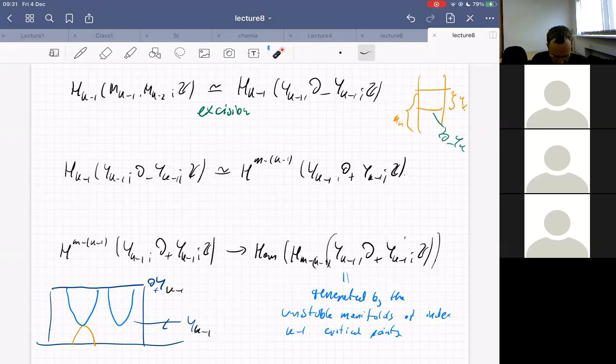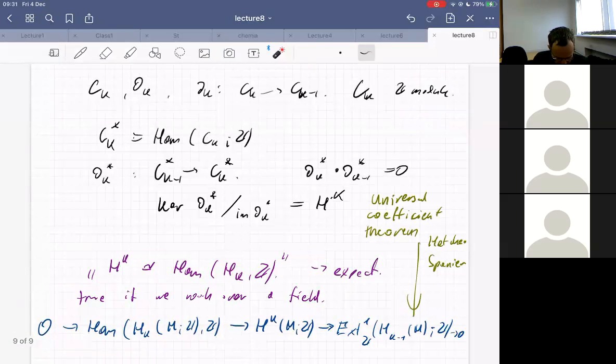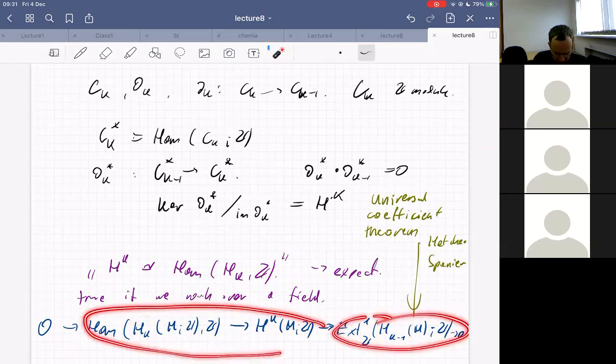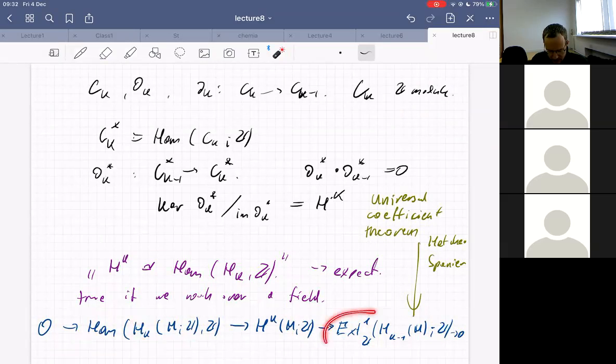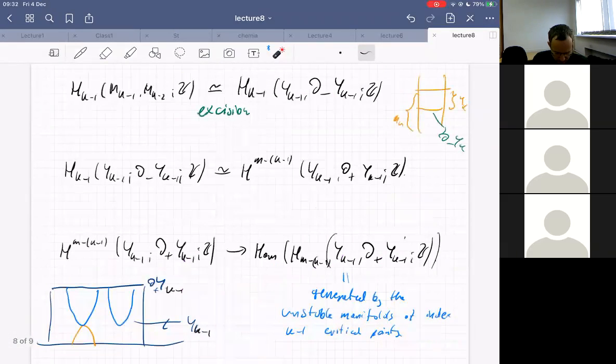Okay, so this is an isomorphism, because if the homology group below, hk minus 1, is 0, then this is 0. So this is an isomorphism because it's a short exact sequence. If one term is 0, this is 0. So what we have is a composite of maps.